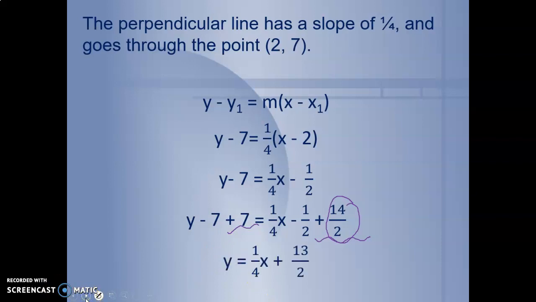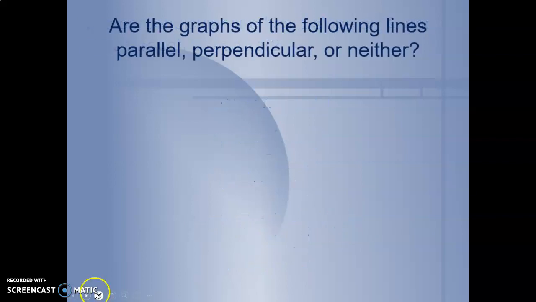When we simplify that, we get y equals 1/4 x plus 13/2. And we were asked to write it in slope-intercept form, so we are done.